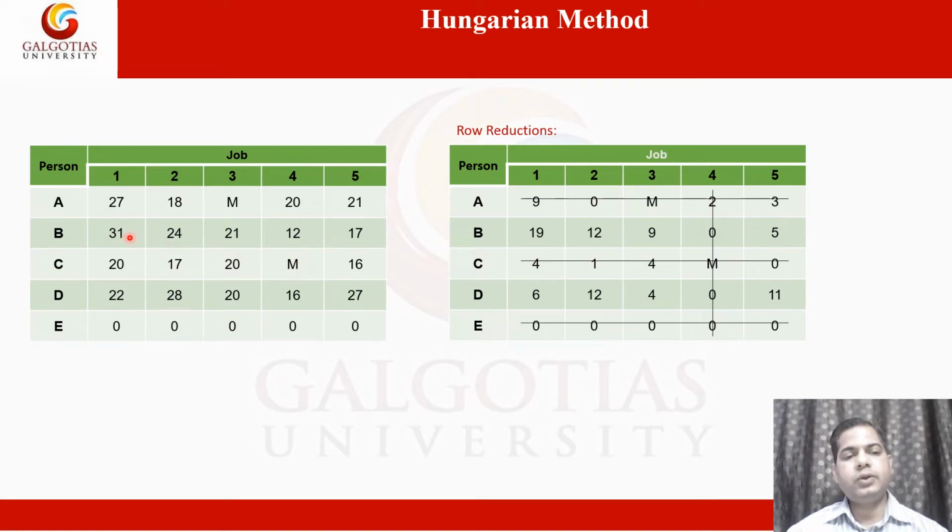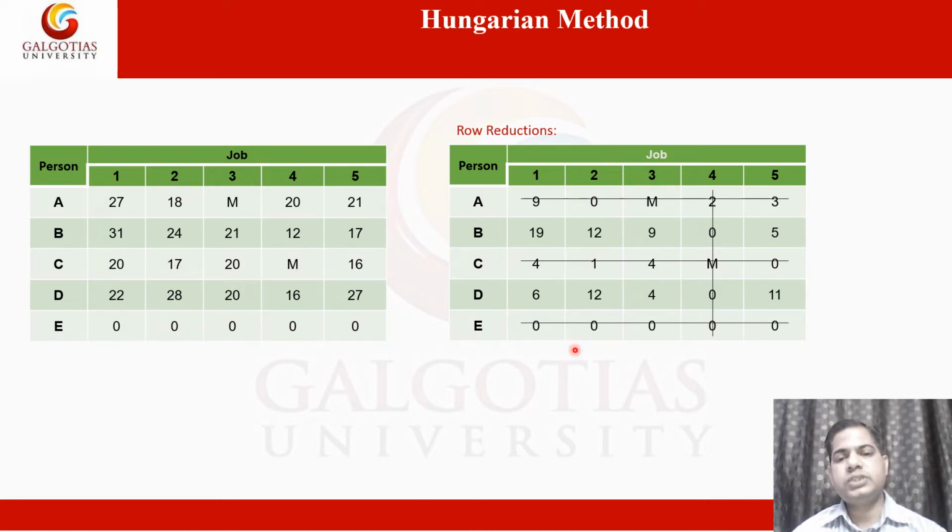In the second row, the minimum element is 12. So 31 minus 12 is 19. 24 minus 12 is 12. 21 minus 12 is 9. 12 minus 12 is 0. 17 minus 12 is 5. So this is my second row. Similarly, we do the third, fourth and fifth rows.